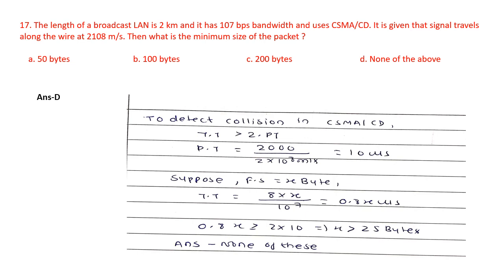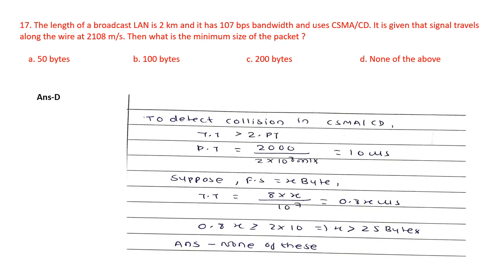To detect the collision, we know that in CSMA/CD the transmission time should be greater than 2 times the propagation time. The propagation time formula is L by V. Here L is 2 km, so we can write 2000 divided by 2 into 10 to the power 8 meters per second. So it would be 10 microseconds.